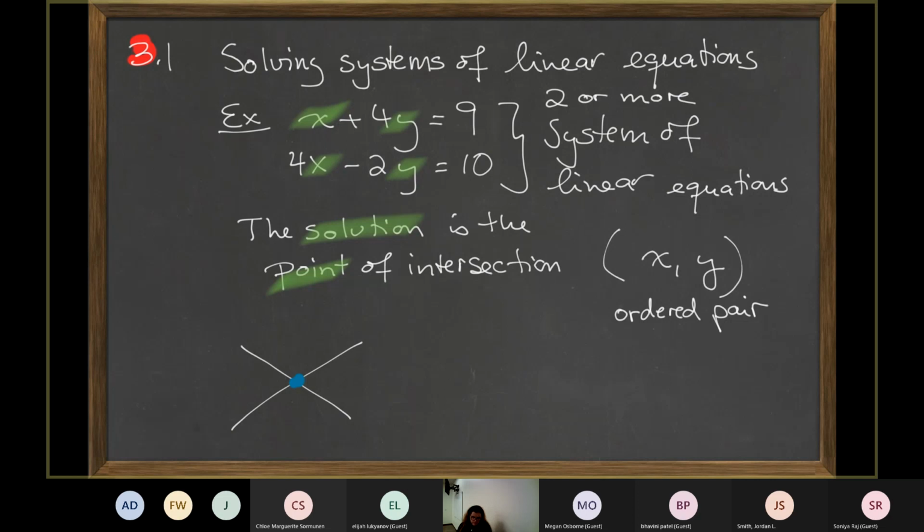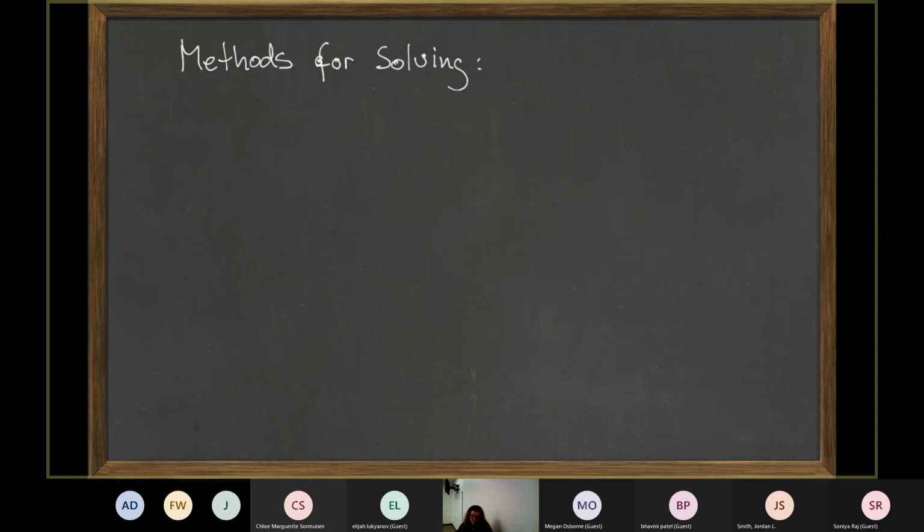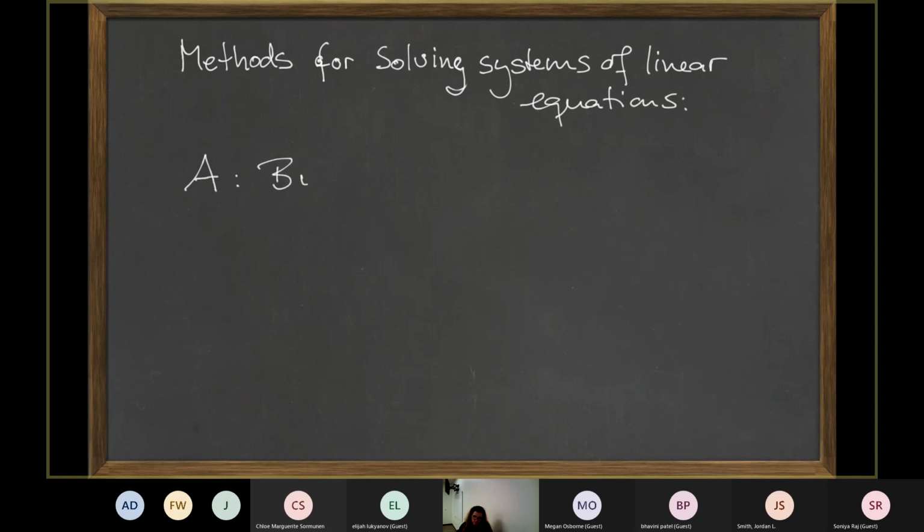Chapter 3 is actually probably the shortest chapter in the book. I think we only cover through four or five sections. Okay, fun stuff. Now, methods for solving systems of linear equations. A is by graphing, which is in section 3.1.